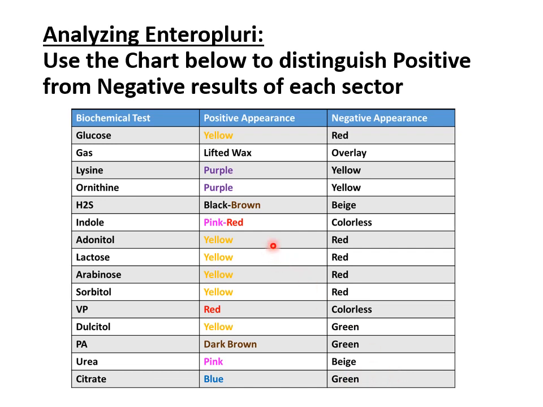Now keep in mind, I know it looks scary thinking of analyzing so many different tests at once, but a lot of these are sugar fermentation, such as glucose, inositol, lactose, arabinose, sorbitol, and dulcitol. And you already know from MSA plates what color to expect if fermentation is occurring, which is yellow. So you've already kind of encountered some of this material before.